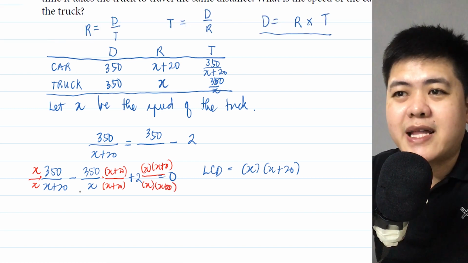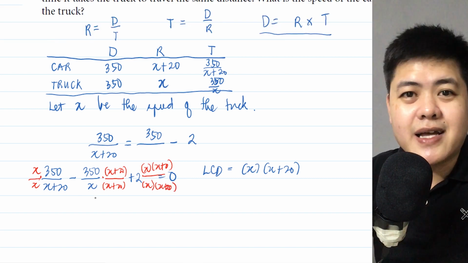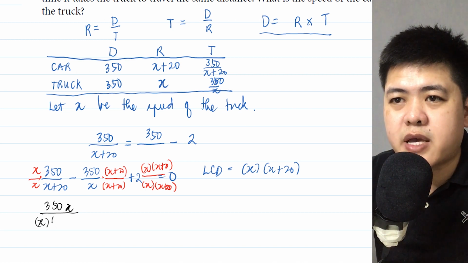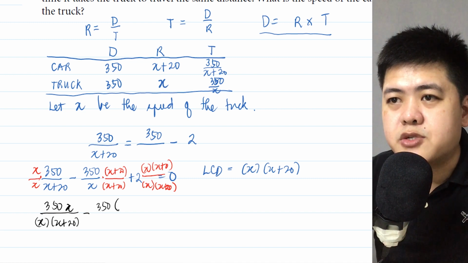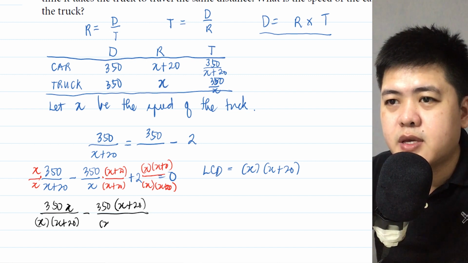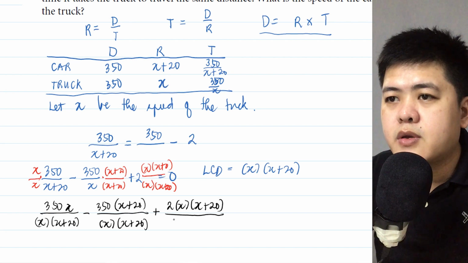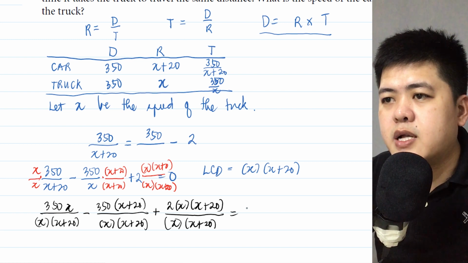Ibig sabihin, pwede mo nang i-add to kasi pare-pareho sila ng denominator. Pero simplify muna natin. This is 350 x over x times x plus 20 minus 350 times x plus 20 over ulit x times x plus 20 plus 2 times x plus 20 over x times x plus 20 equals 0.